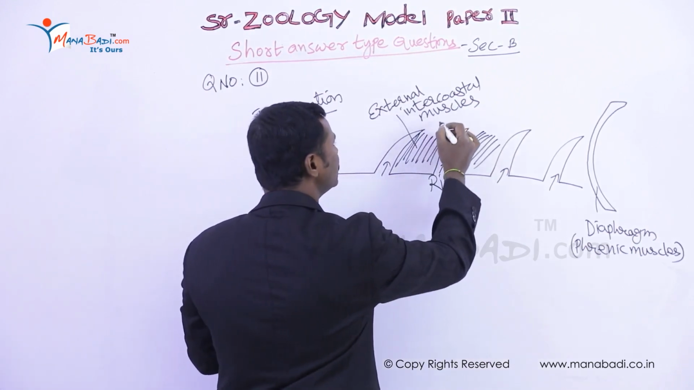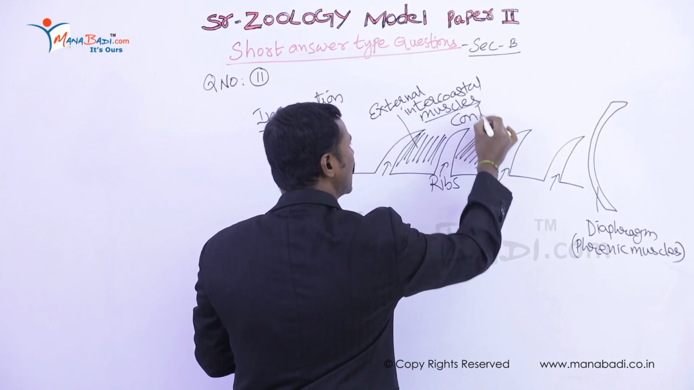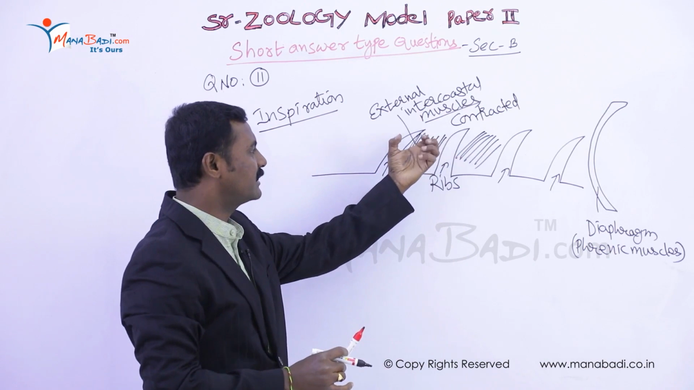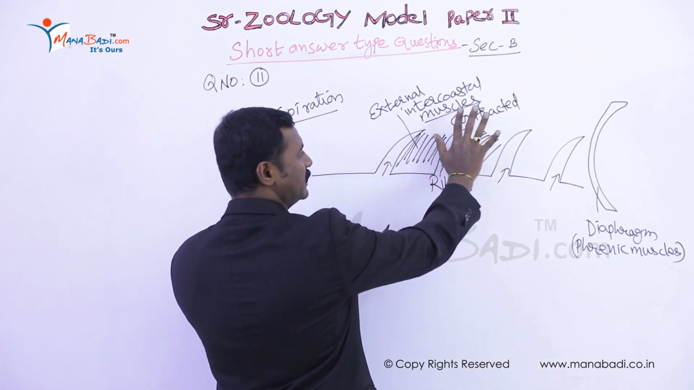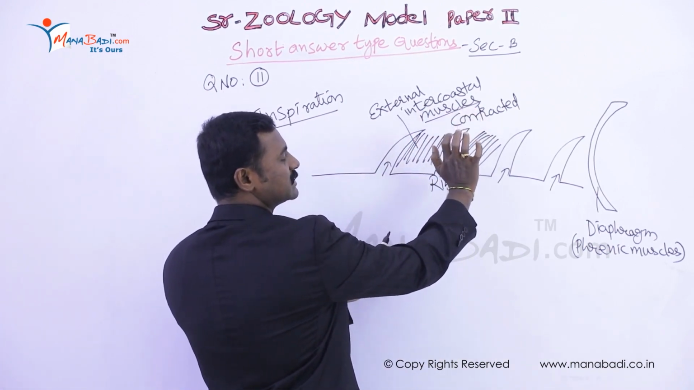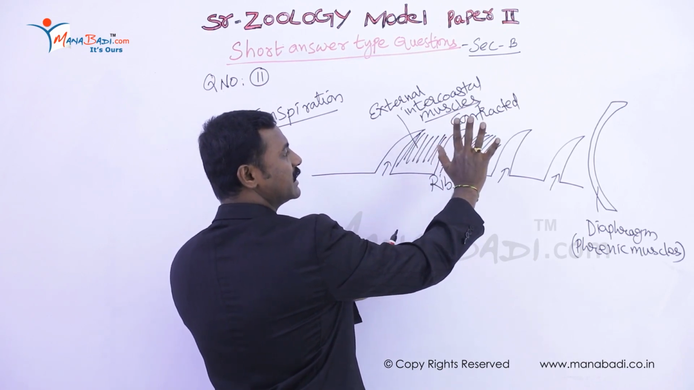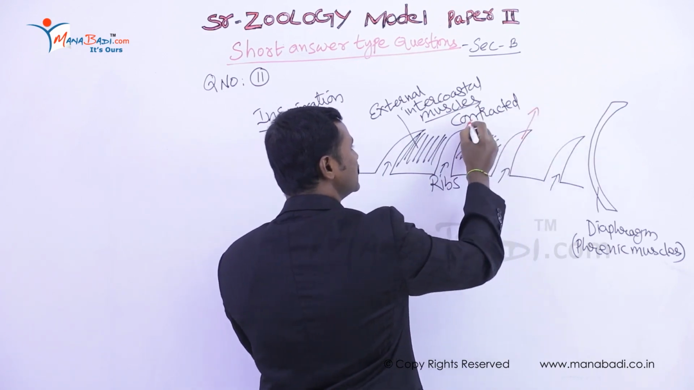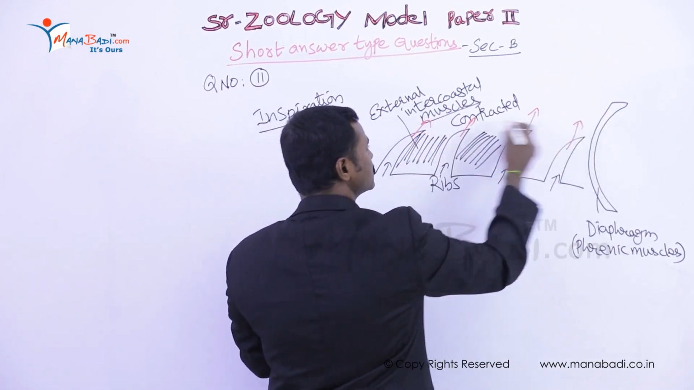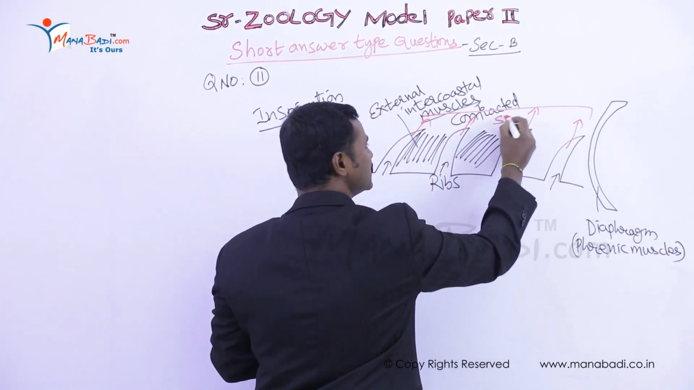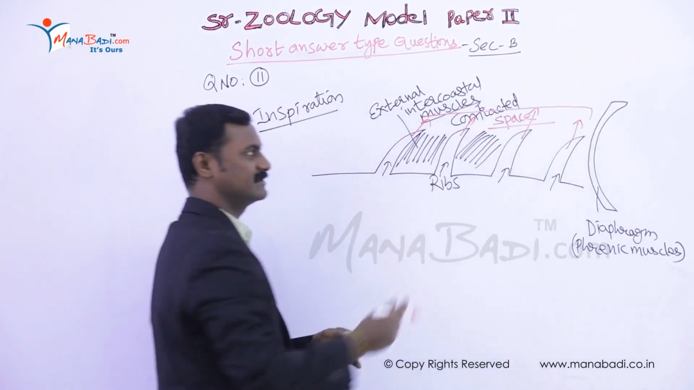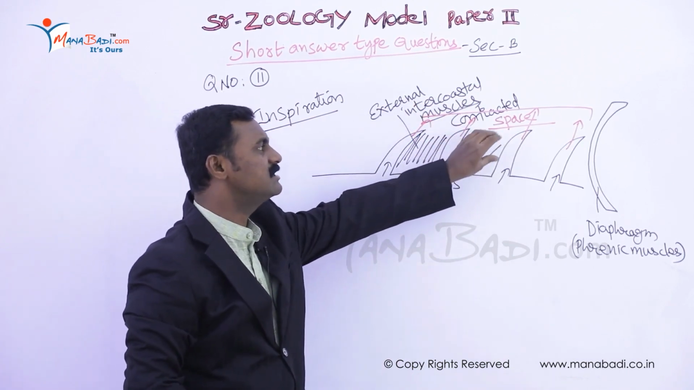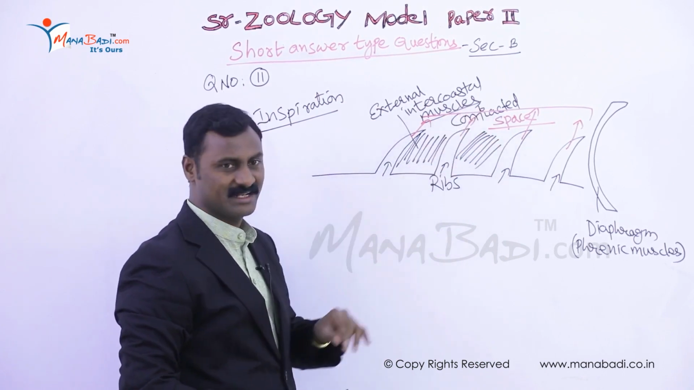The external intercostal muscles contract. Once they contract, see my hands' position. These are the ribs. Suddenly they get elevated. Because of this, the ribs' position moves slightly forward, so automatically some space is provided. Before that, the space was not there. Due to the contraction of the external intercostal muscles, space is provided dorsoventrally.